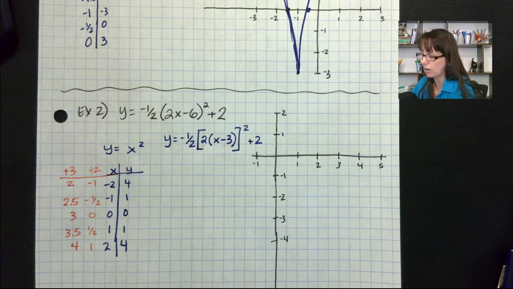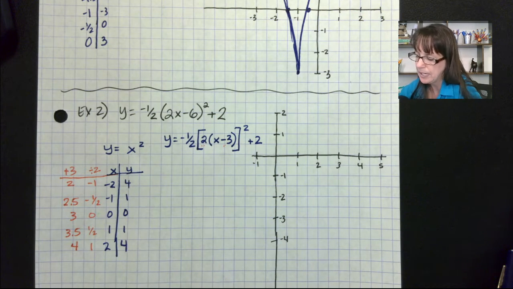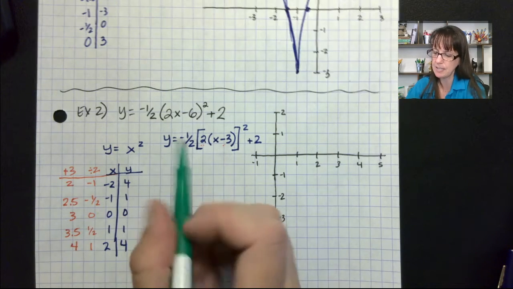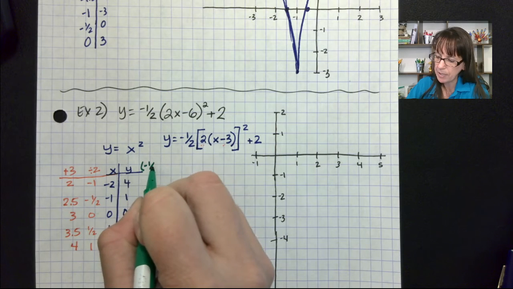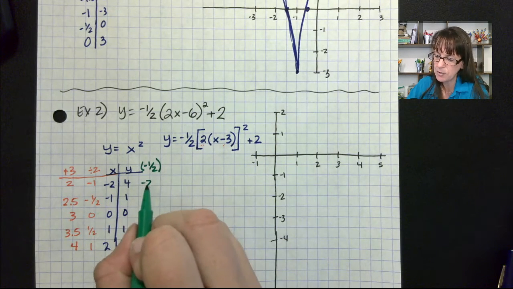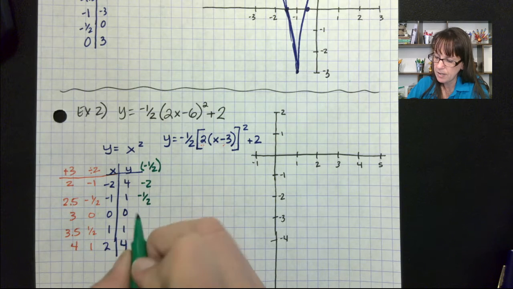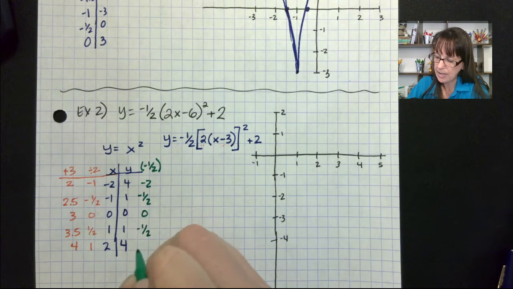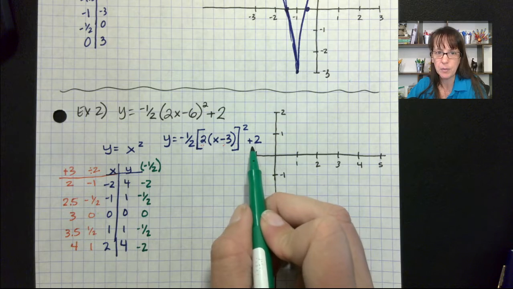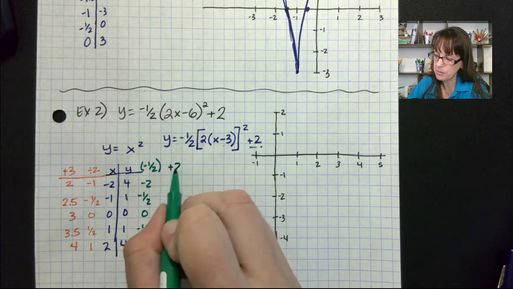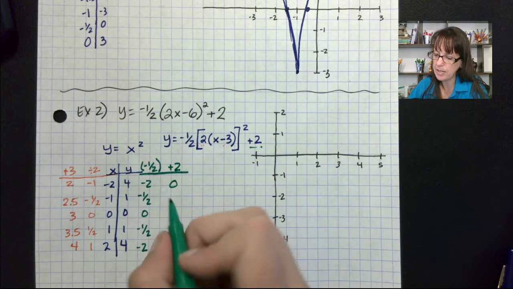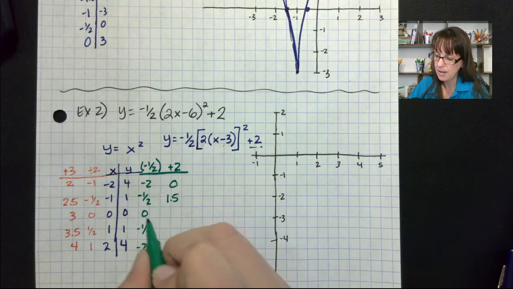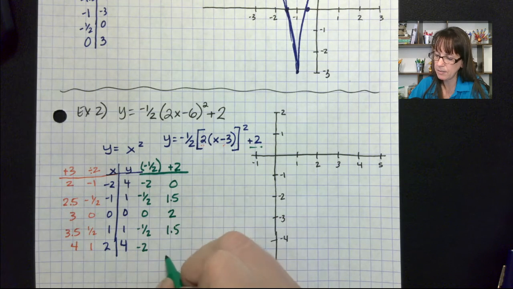Okay, now let's look at our y's, or our output. Remember, we want to do our multiplication first. So I see that this is -1/2. So we're going to times everything by -1/2. So that's going to give me -2, -1/2, 0, -1/2, and -2. Then what we're going to do is add 2. So plus 2 here. So that's going to give me 0, and then 2 and -1/2 will give me 1.5, and then 2, and then 1.5, and 0.